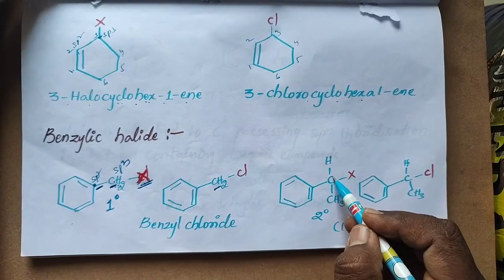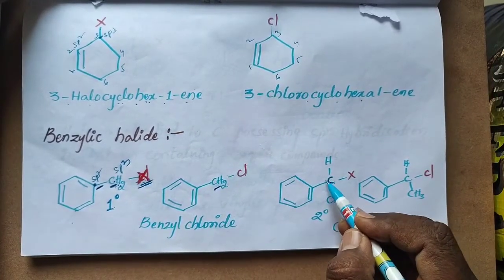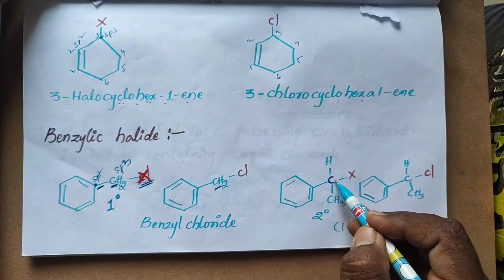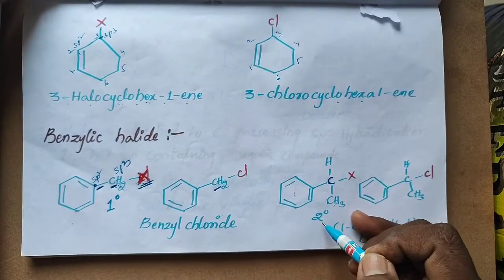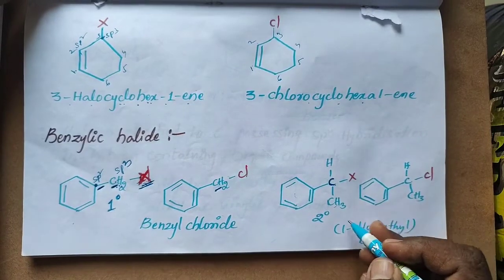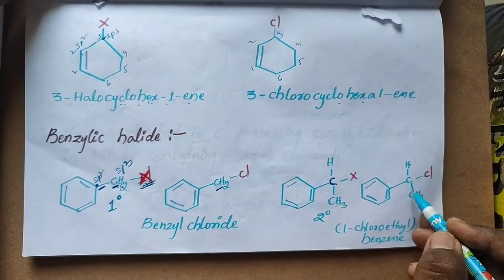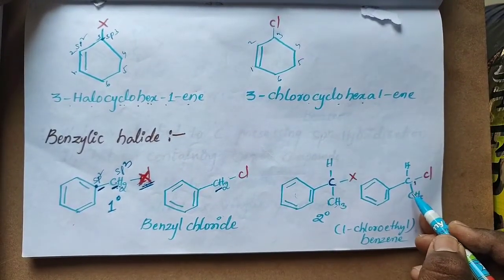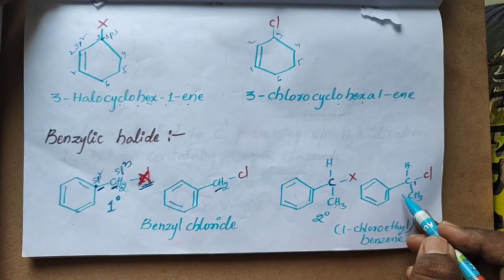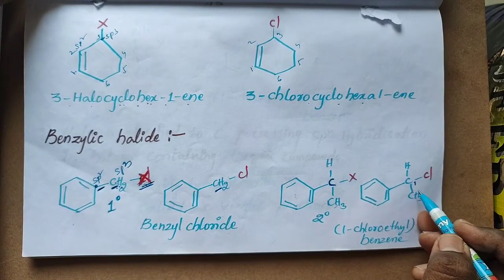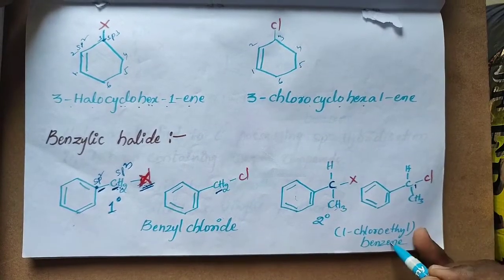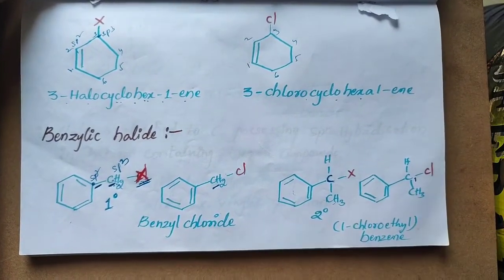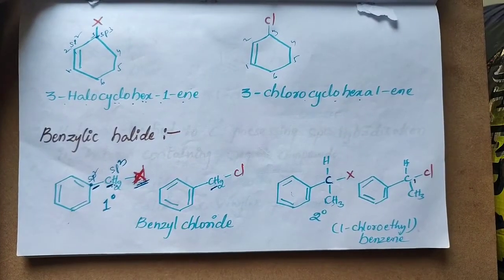Why do we call it secondary? This carbon is bonded with the halogen, and two different groups are present on it, so this is secondary. Take the example of this: 1-chloroethyl benzene. So this is a benzylic halide.